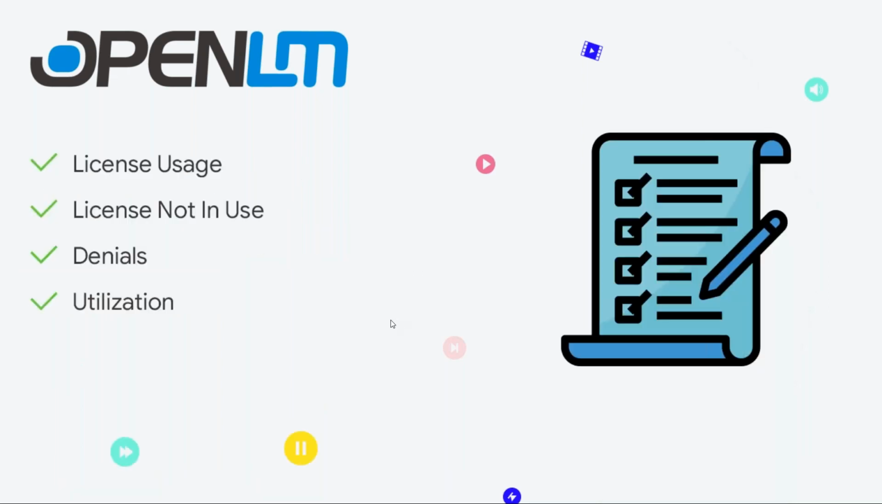So let's begin. What are we going to talk about today? So you already probably know the license usage report, you know the denials report, you know the utilization report, and the licenses not in use report. Now, going over these reports, I'm going to first show you how to combine between those reports and get a better insight from your system.